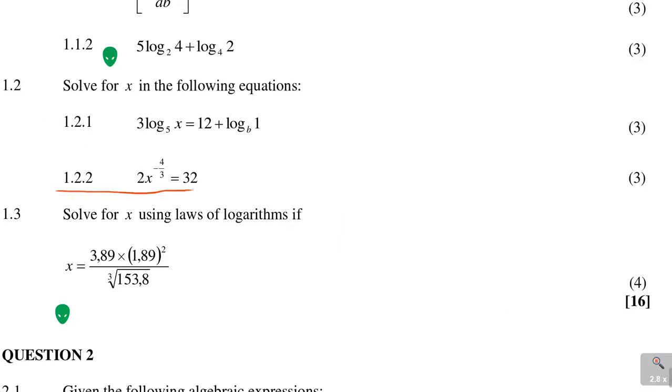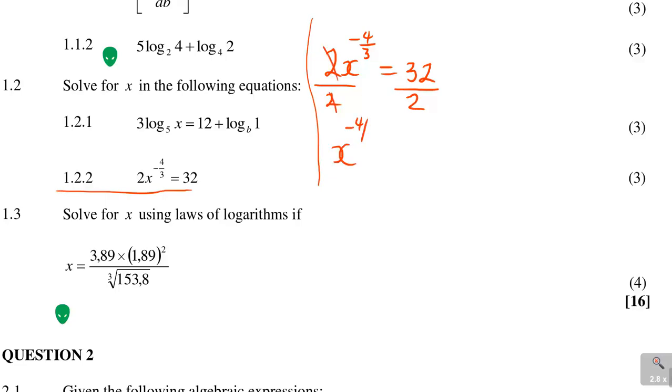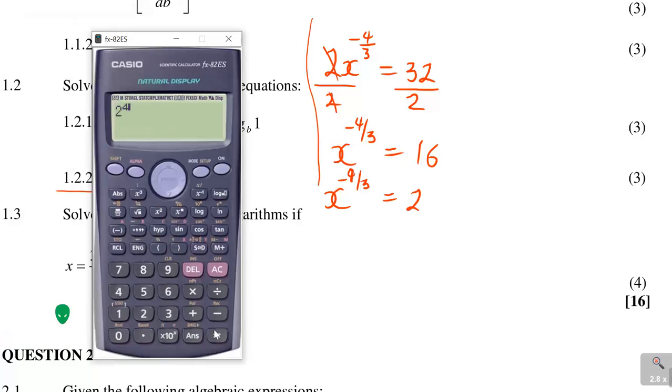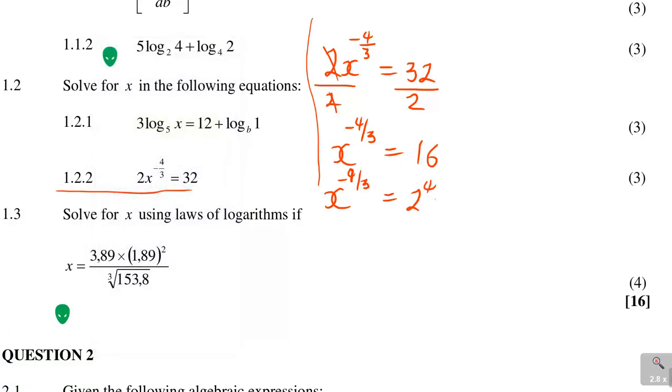I'm looking at 1.2.2 here, which you are given as 2x to the power negative 4 over 3 is equal to 32. So how do you solve that? First things first, divide by 2 on each side. So you've got x to the power negative 4 over 3 is equal to 32 divided by 2, which gives you 16. You must know that 16 is 2 to the power 4. You can test that: 2 to the exponent 4 gives me a 16. So that's what you need to do.